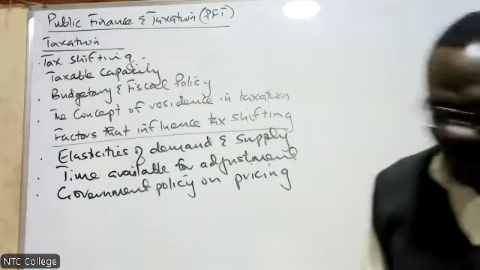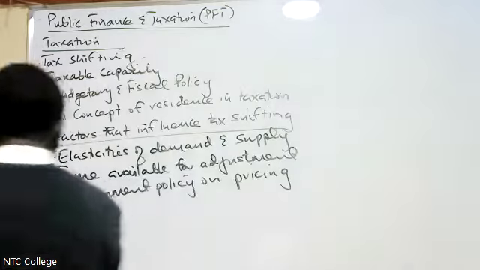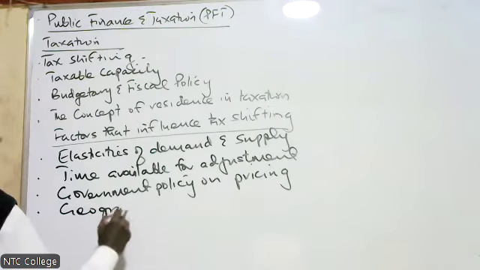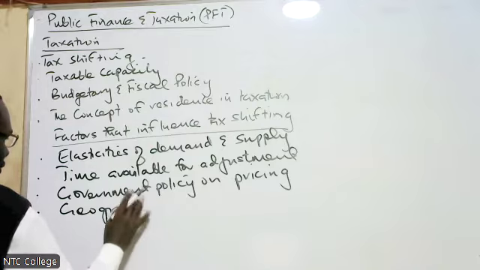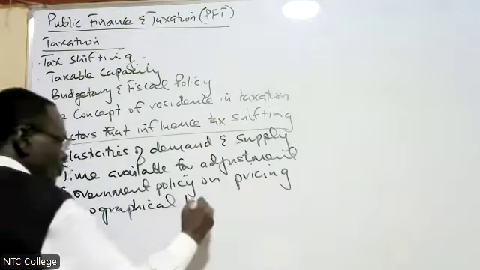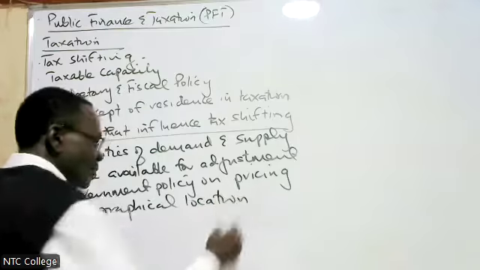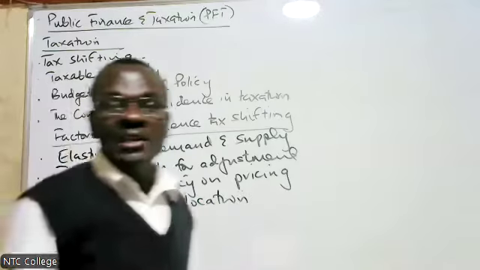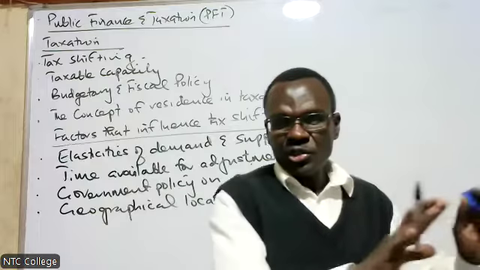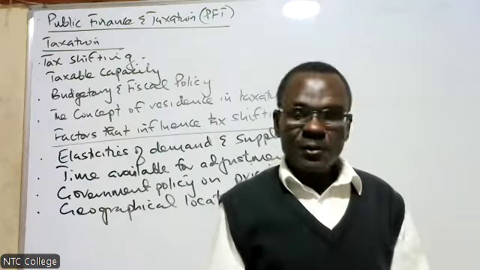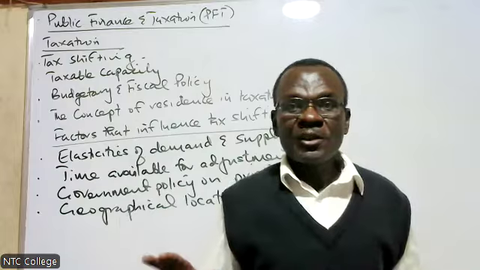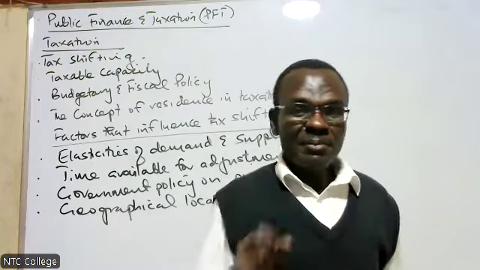The next factor is called geographical location. So if taxes are only imposed on a certain location, then it's possible for the consumer to avoid them altogether. So the burden will remain with the producer.